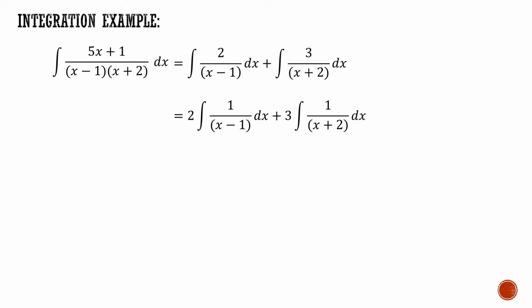Now it starts to resemble the logarithmic integration, which is u prime over u. And therefore, my final answer is simply 2 times the ln of the absolute value of x minus 1 plus 3 times the ln of the absolute value of x plus 2. And don't forget to add my c as my constant.